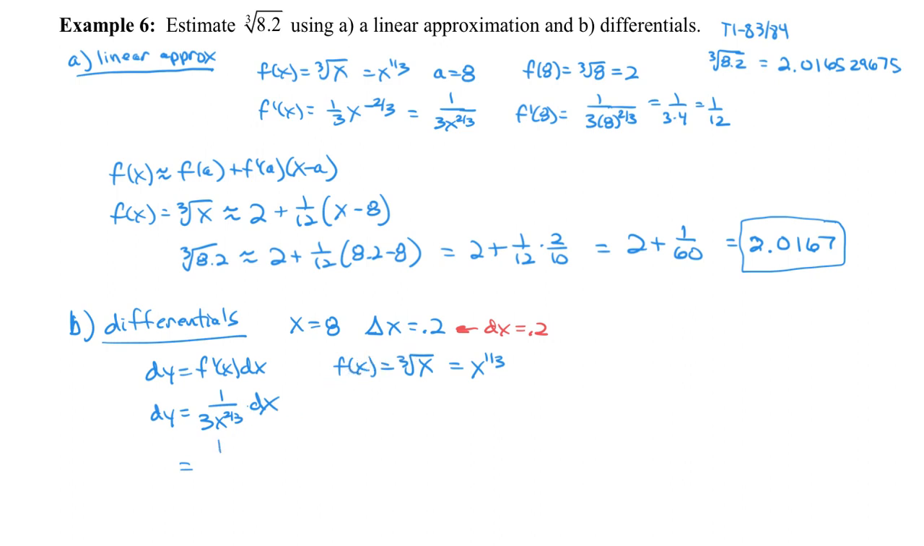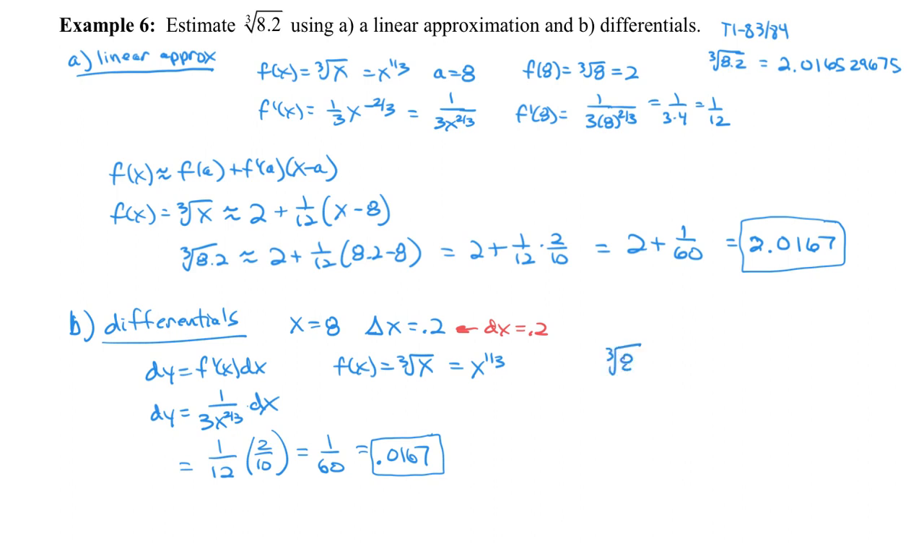So we would get 1/12, which is, once again, the calculation we did up here. We plugged in 8 right here and got 1/12. And then dx is 0.2, which is 2 over 10. We're basically doing a lot of the same calculations, so we get 2 over 120, which is 1 over 60, which we then wrote as 0.0167. So this is our dy, which we're going to use to approximate delta y.